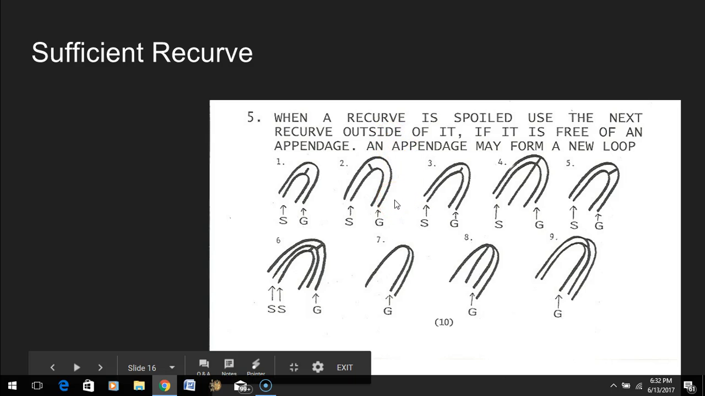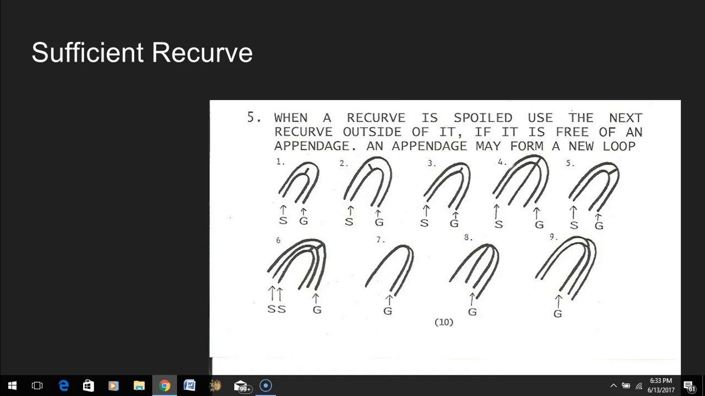So why are we interested in figuring out which recurves are spoiled and which ones are good? Well, the reason is that it's going to help us later on to figure out where the fingerprint's core is located. We're going to talk about the core in a later video, but the fingerprint core is either going to be found on the innermost recurve itself or inside of that innermost recurve. So we need to figure out what the best, sufficient, or good innermost recurve is, because that's where we're going to place our core. And so we need to figure out which ones are spoiled and which ones are good.